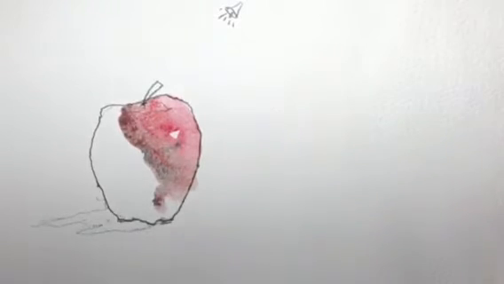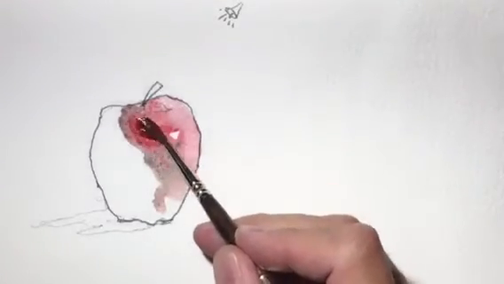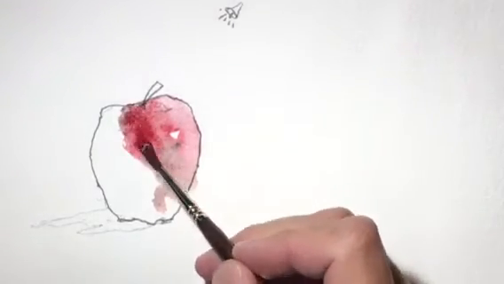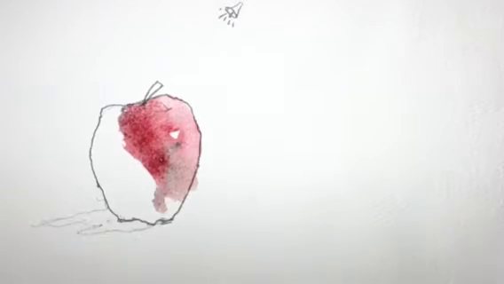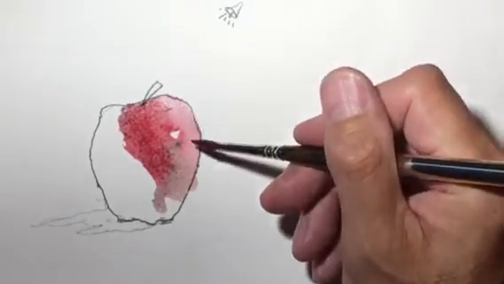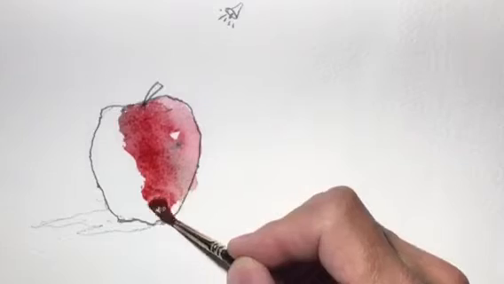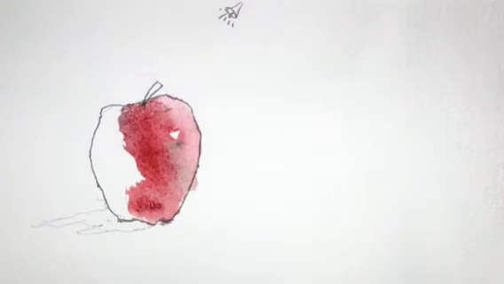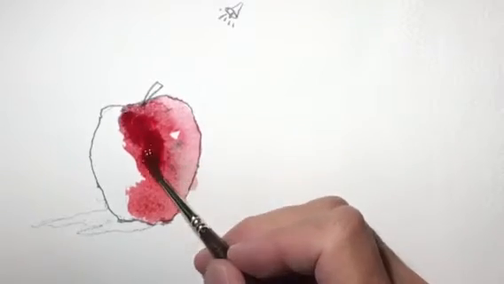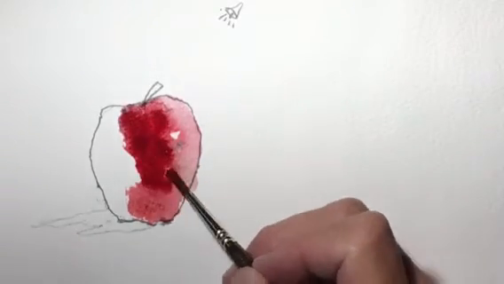Okay, so that's more or less the light side of the apple. And then we'll start getting into maybe the local color. So we'll start developing the idea of the light affecting this side of the apple by brightening it up quite a bit. And then as we move over, this is the local color now of the apple.